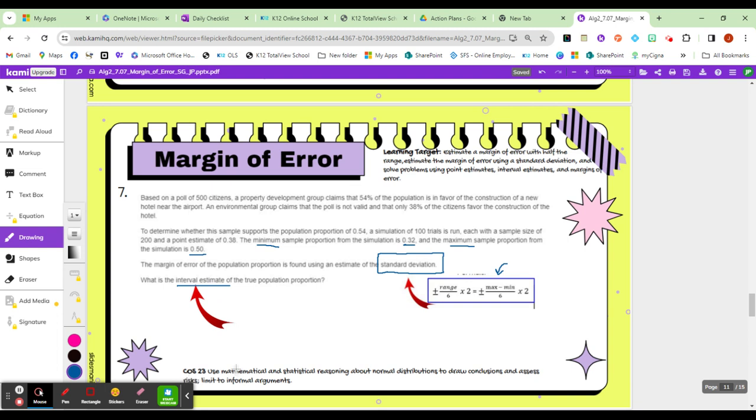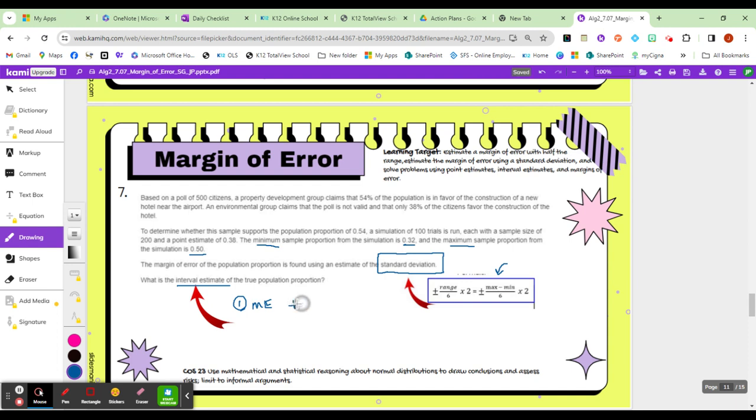So what we're going to have to do first is, what is the interval? We're going to first find, which one am I doing? I'm on number 7. So what I did first is I found the margin of error first. So I'm using this formula.